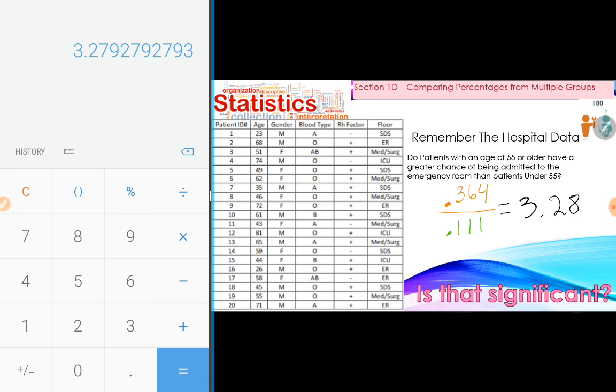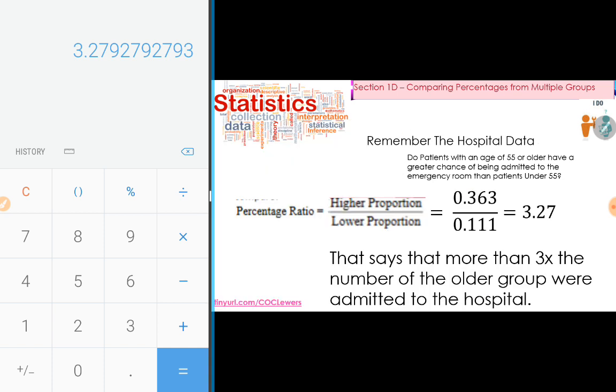Is that significant? Well, the rule of thumb was if the percentage ratio, that means the higher percent over the lower percent, is greater than 2, then it is significant. So yes, this is significant. In fact, it's really stating that more than 3 times the number of older patients were admitted to the hospital. The rule of thumb number 2 means 2 times. So the percentage ratio tells you how many times bigger one group is than the other group.